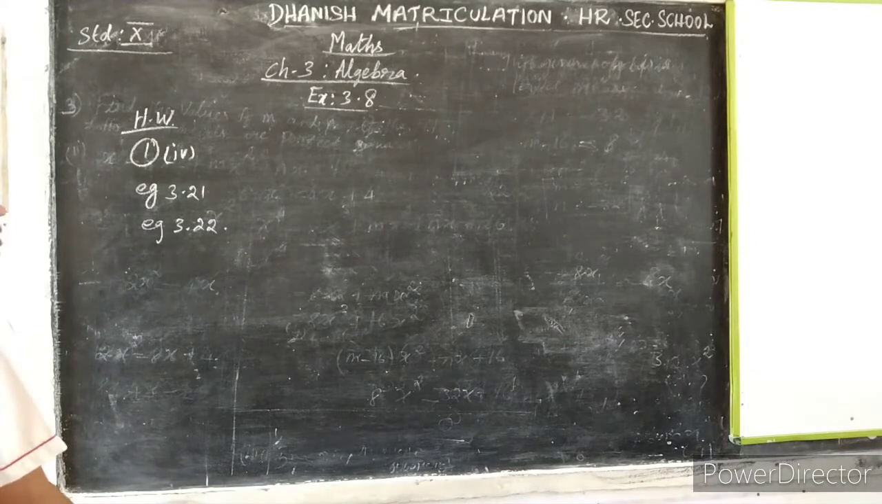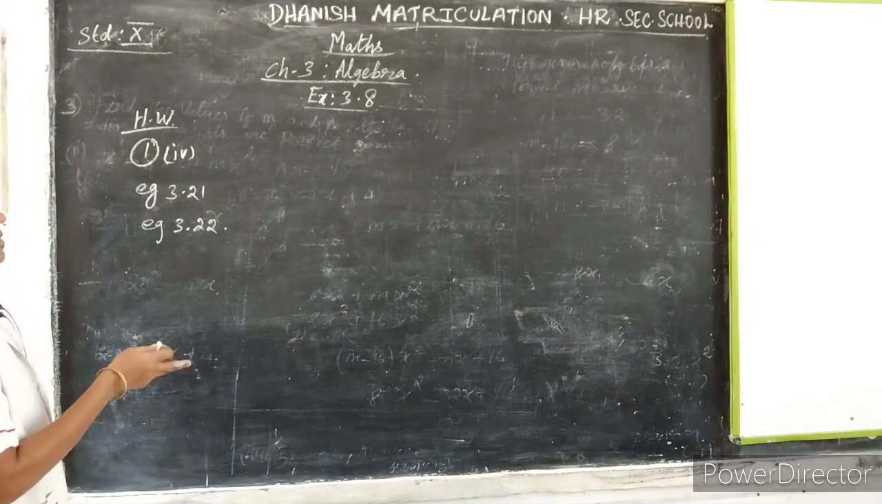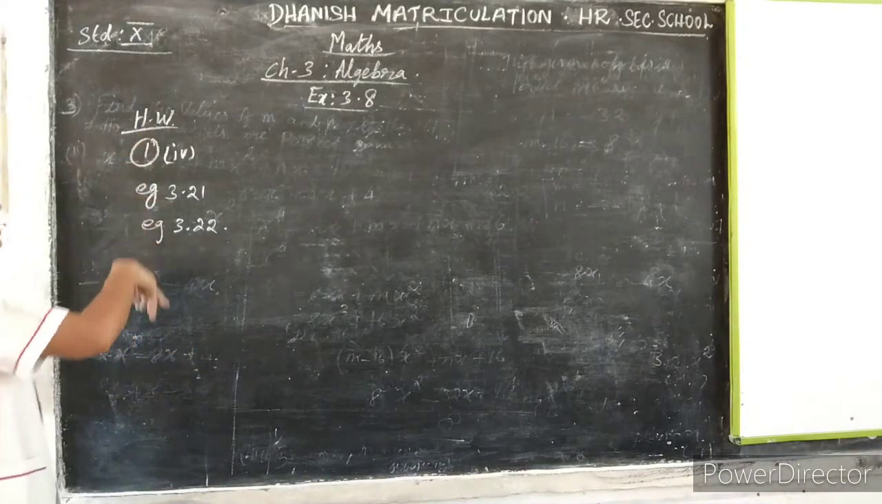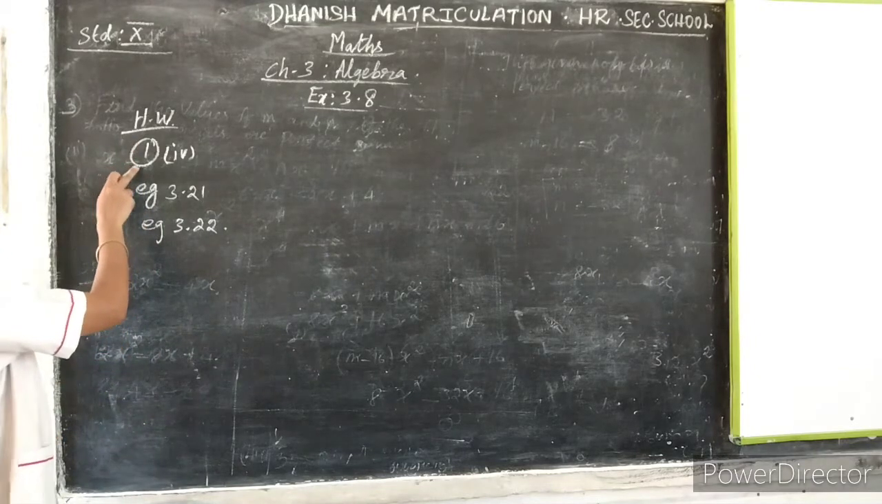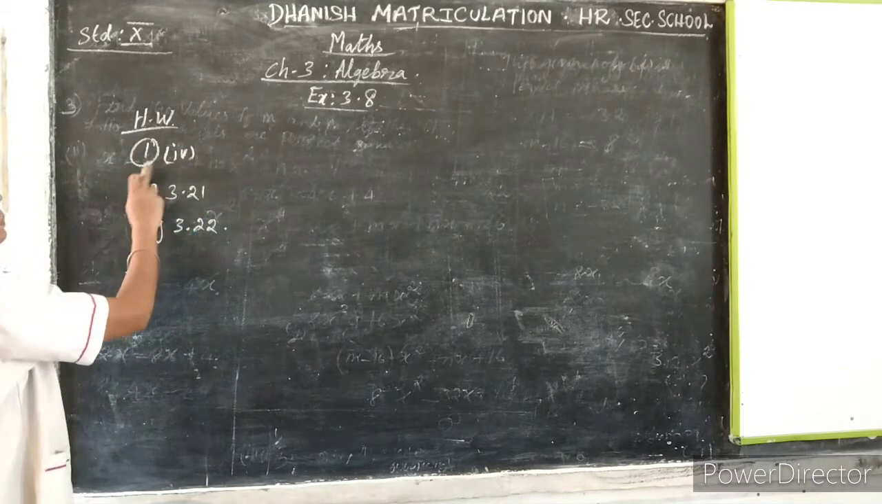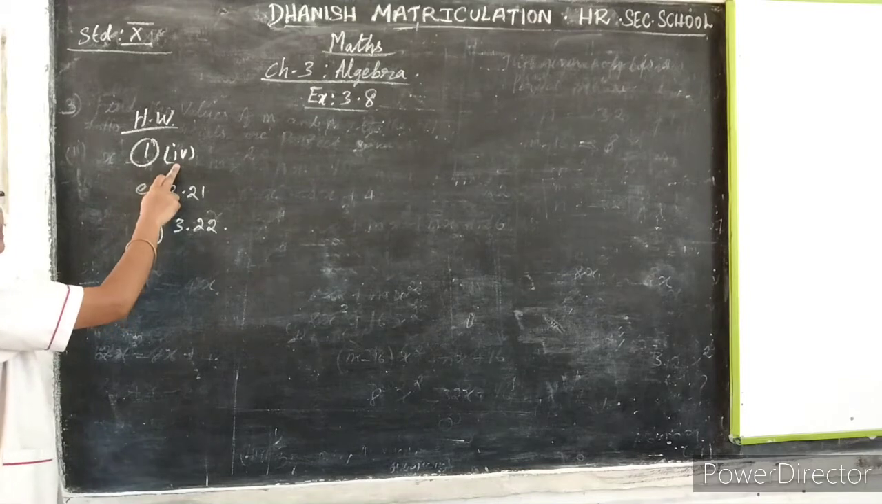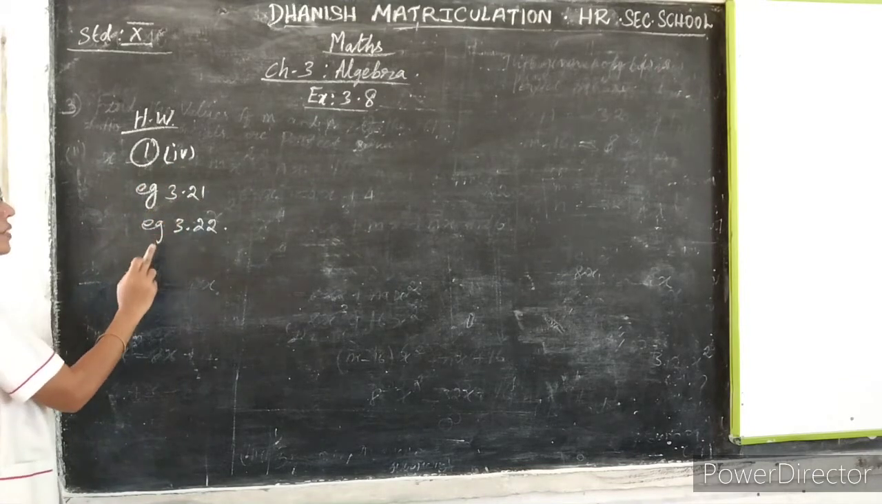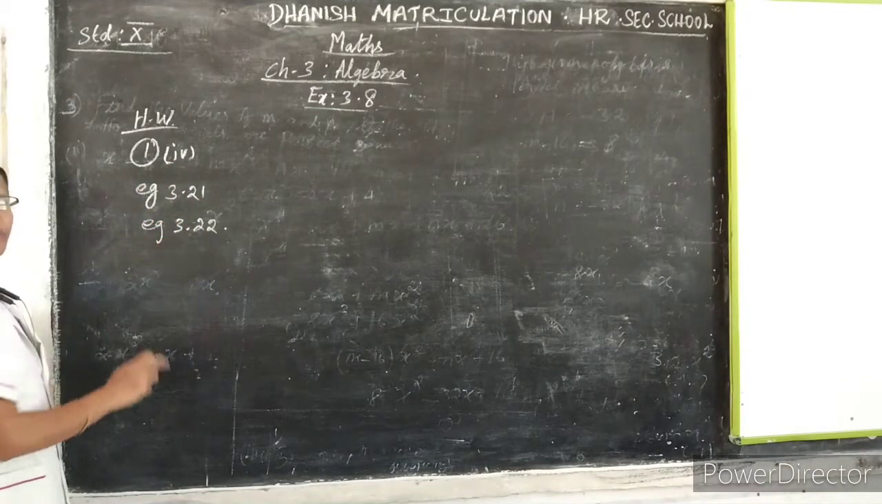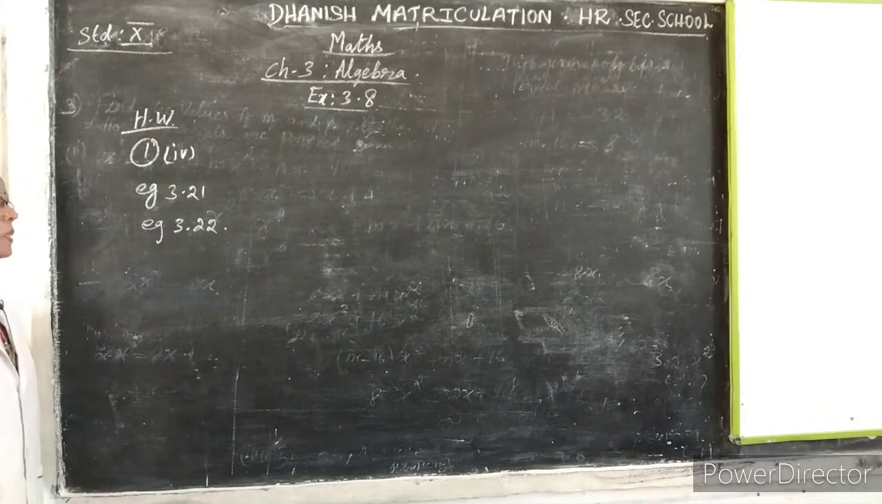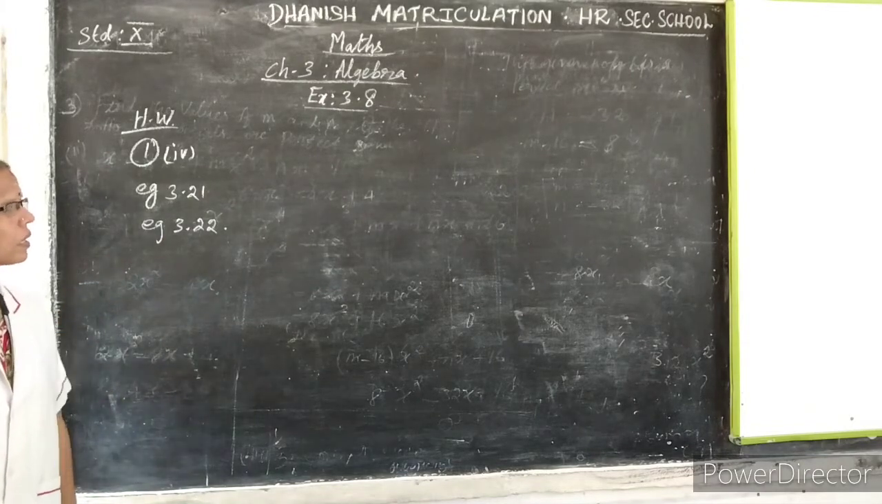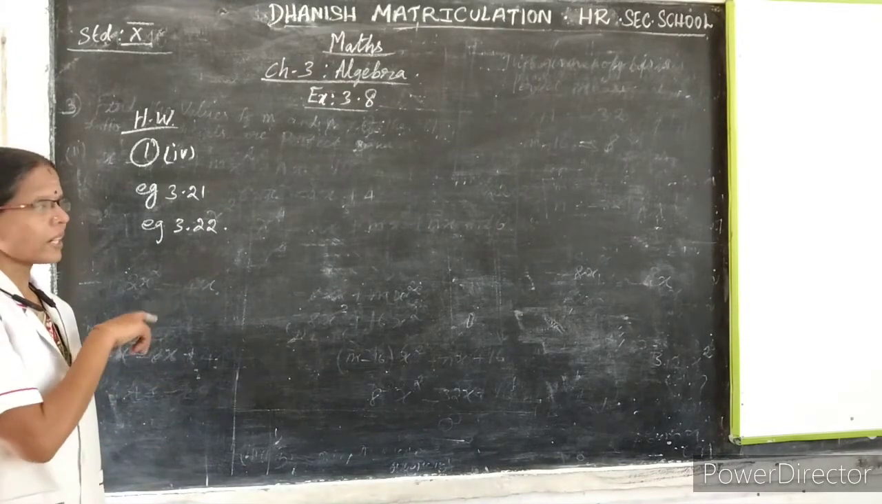So students, copy down these worked out sums in your classroom notebooks and do these homework sums. Homework sums are from exercise 3.8, first question, fourth subdivision, example 3.21, example 3.22. These are your homework sums. Go and practice well.